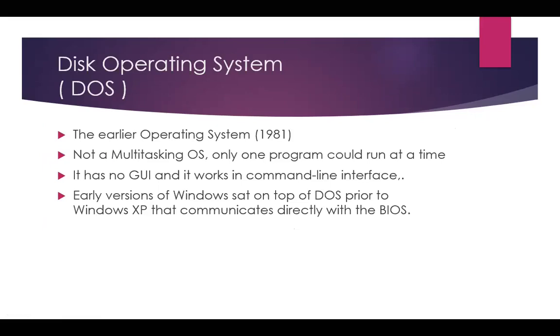So there is something known as the disk operating system. It is the earliest operating system. It is not multitasking. It can perform only a single task and it can run one program at a time. It is a command based system. No graphical user interface is there. And earlier versions of Windows used to work through the disk operating system, or DOS. We will learn practically the utilization of DOS in my next lecture.